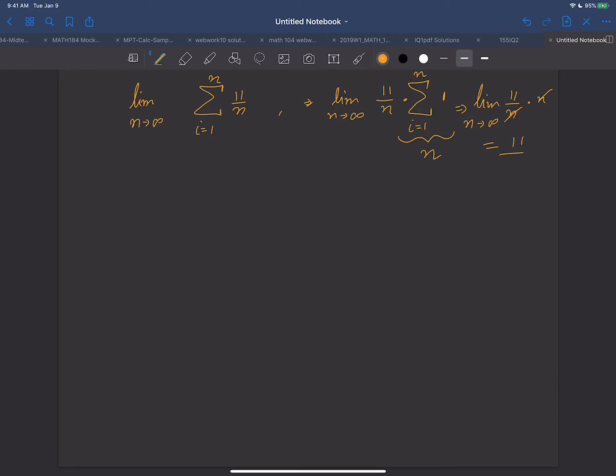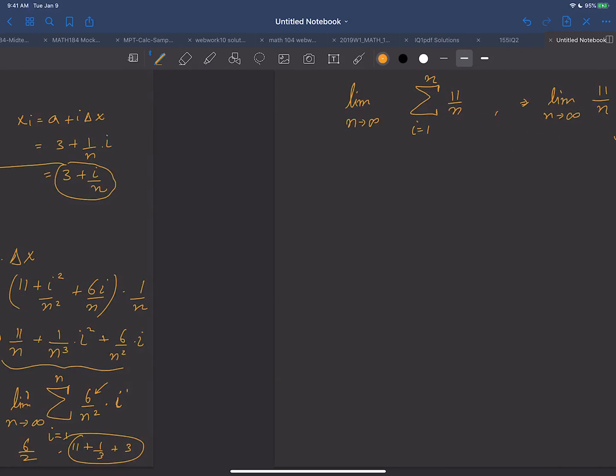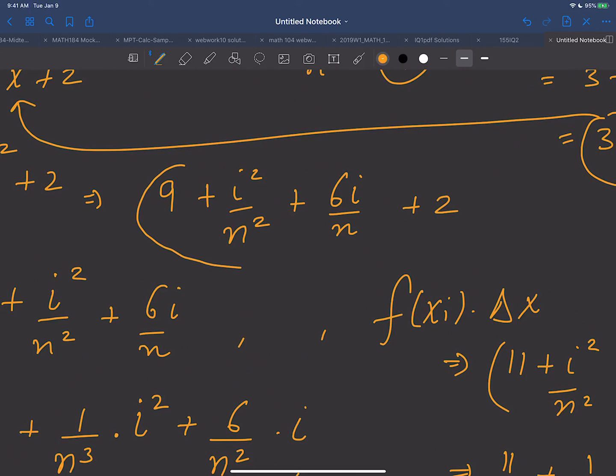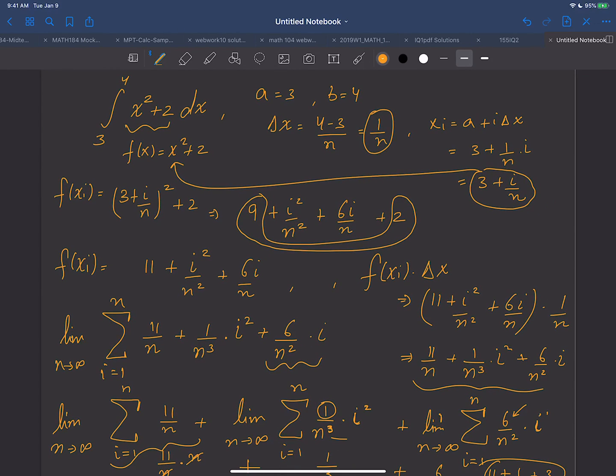So the other one is 6i over n as well, right? So how do we go from 9 to 11? Oh, this one, right? Okay, so this is 9, and then this 2 just gets added up here to give you this 9 here, because when you expand this, that's what you're going to get. Okay, that makes sense for the 11 to 9?